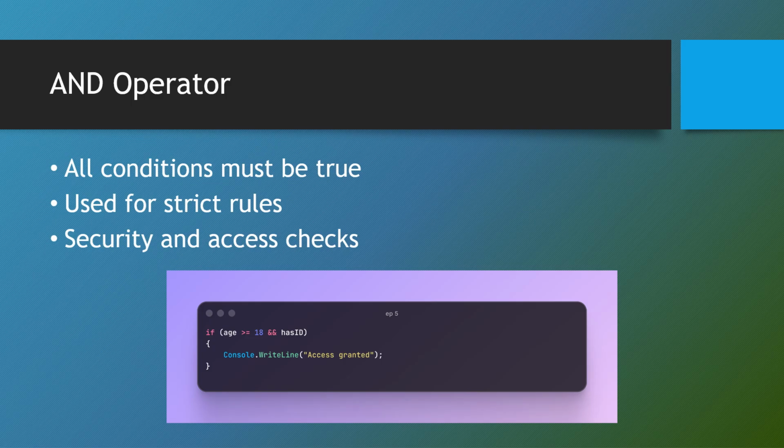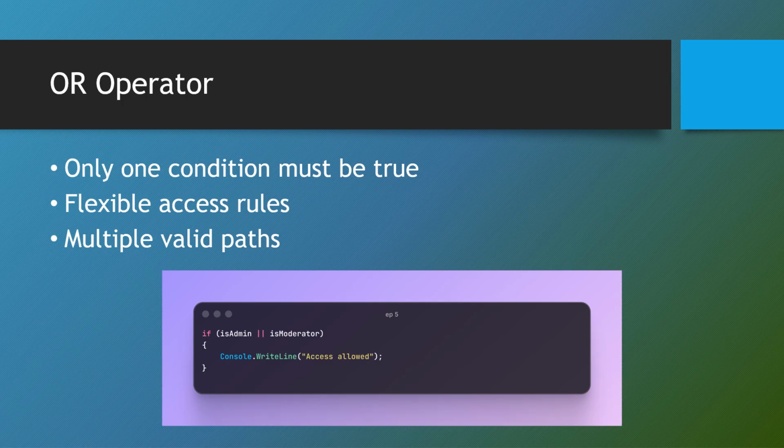The or operator. Only one condition is enough. The or operator works differently. Instead of requiring everything to be true, it allows the decision to pass if any one condition is true. This is useful when there are multiple valid ways to reach the same outcome. For example, a user might have access because they are an admin or because they have a special role. Only one needs to be true. This makes your programs more flexible.